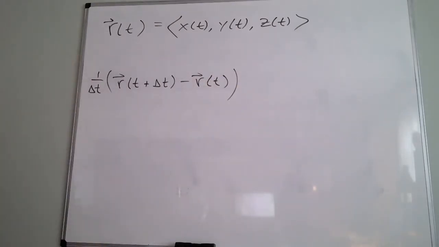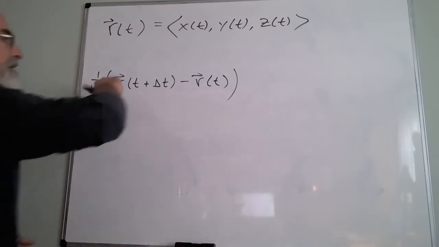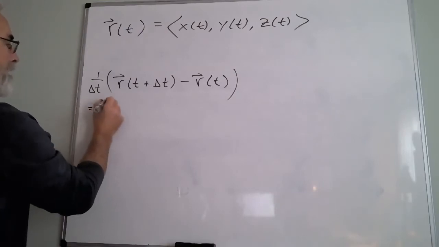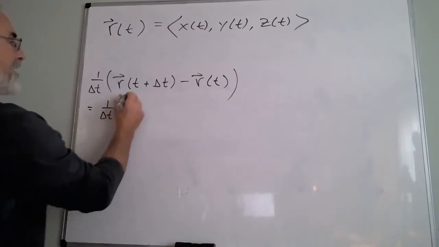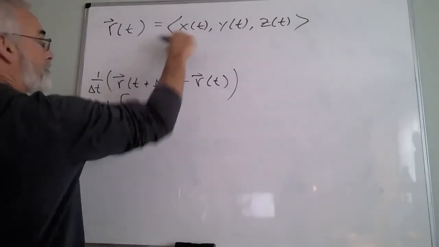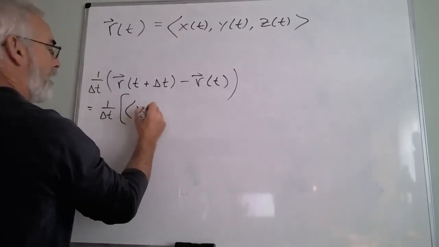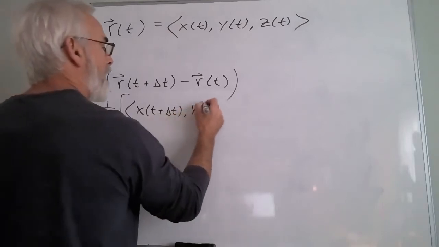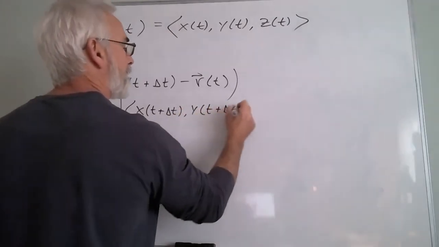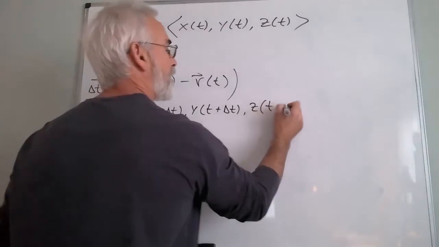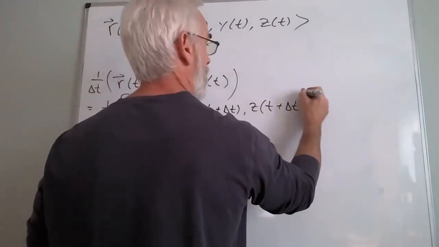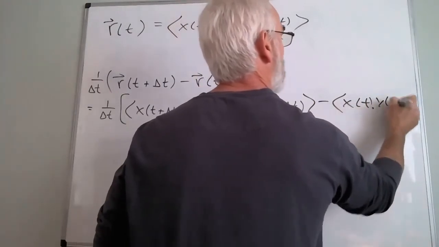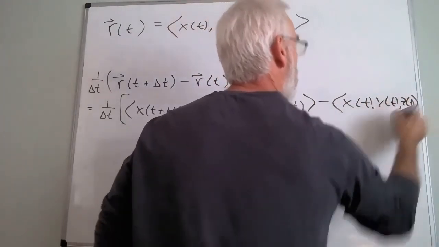I simply multiply that. So what I want to do is, if I do this in terms of the vector, what would this be? This would be 1 over delta t times the vector x of t plus delta t, comma, y of t plus delta t, comma, z of t plus delta t, minus the vector x of t, y of t, z of t. There, okay, I got it.